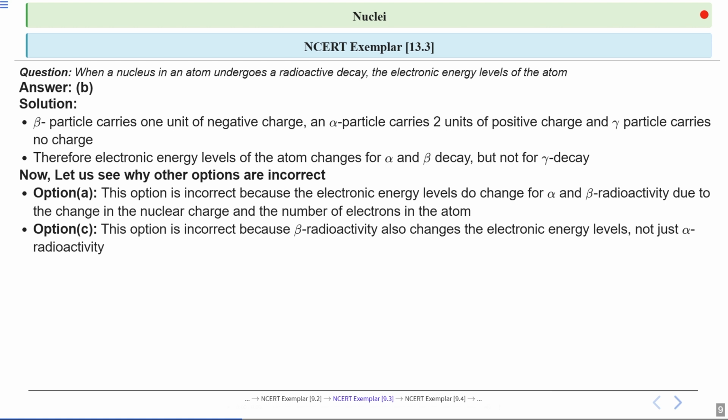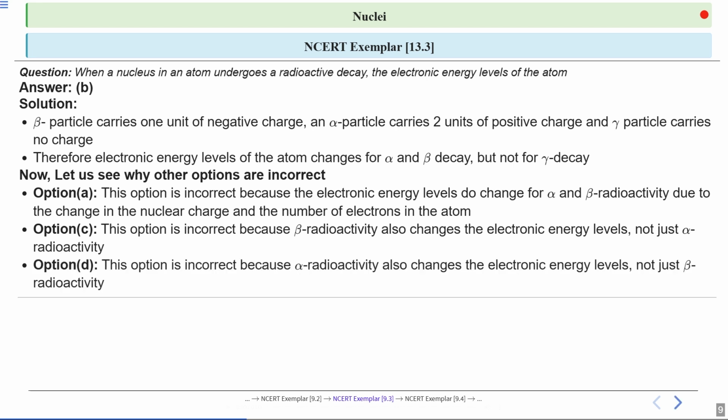Option C is incorrect because beta radioactivity also changes the electronic energy levels, not just alpha radioactivity. Option D is incorrect because alpha radioactivity also changes the electronic energy levels, not just beta radioactivity.